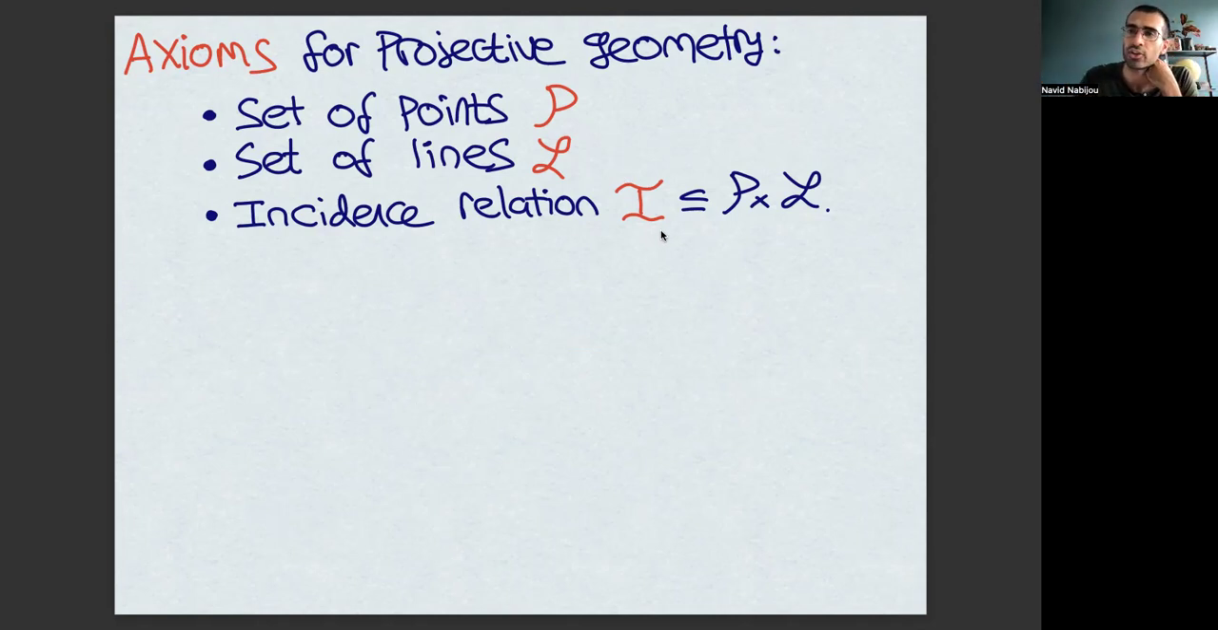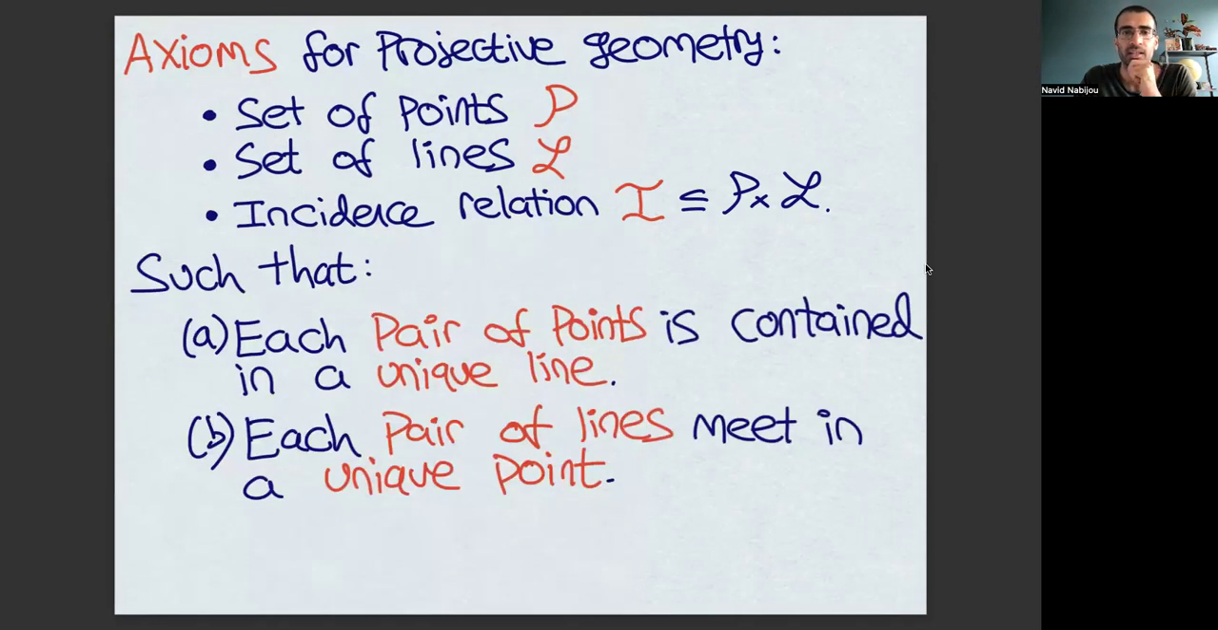Yeah, so this incidence relation is basically just recording which points belong to which lines and which points don't belong to which lines, okay? So this is just some data, and we impose some axioms on this data, right? So here are the axioms. So the first, hopefully, is not so surprising. So each pair of points is contained in a unique line.